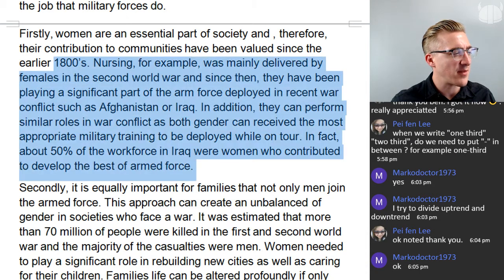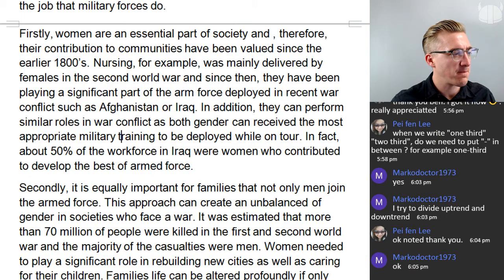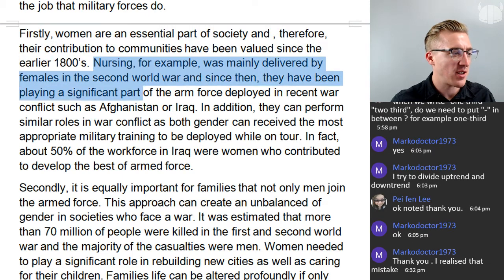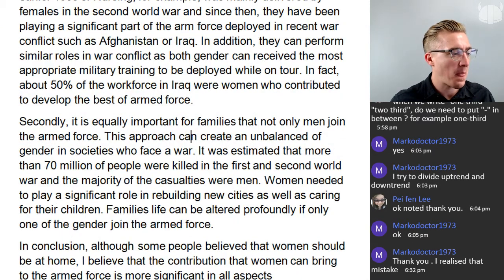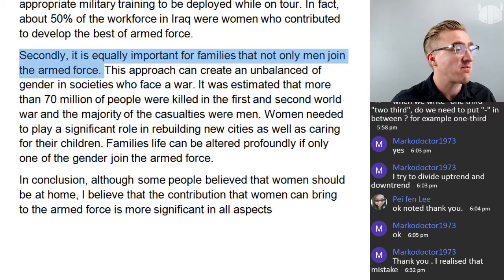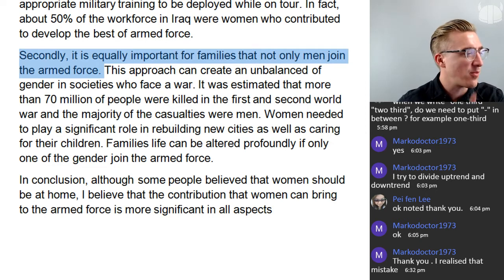It's a bit tricky. Something doesn't quite fit there. But again, the main thing is just changing this topic sentence to match the military examples that you give. Secondly, it is equally important for families that not only men join the armed forces. Nice topic sentence, good. It's important for families.